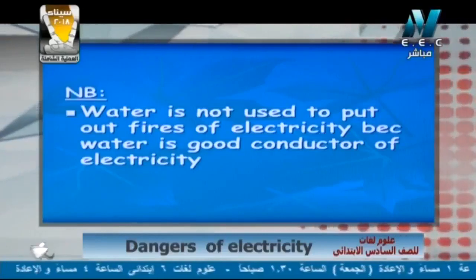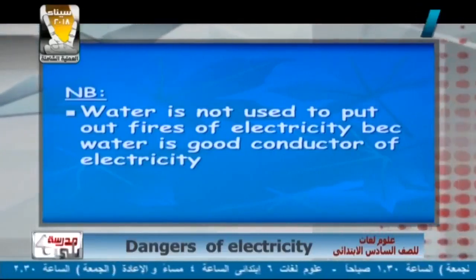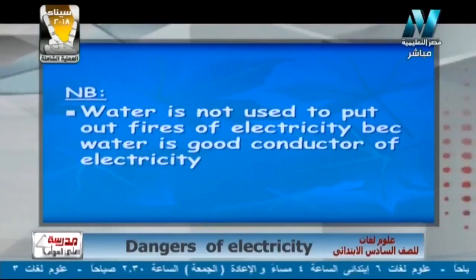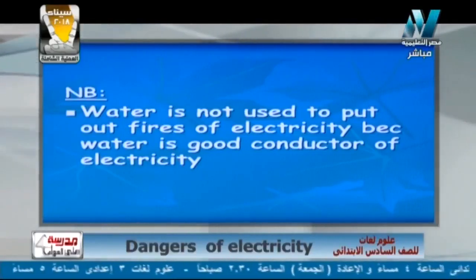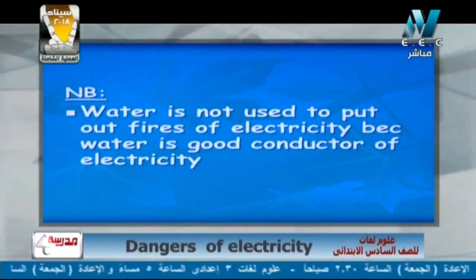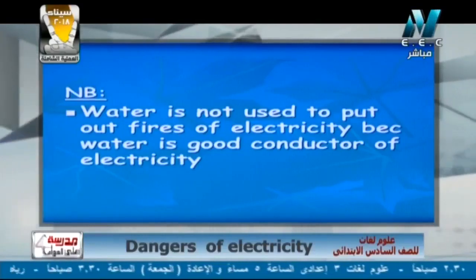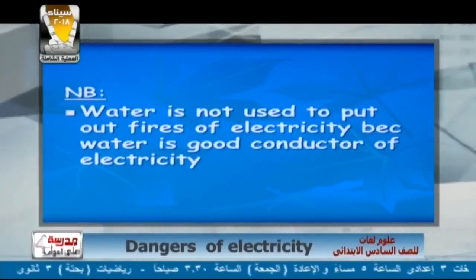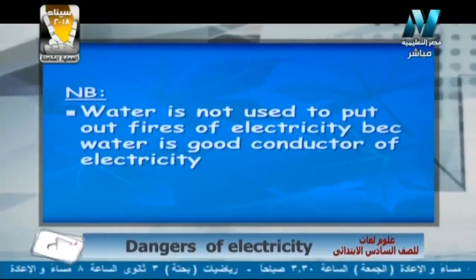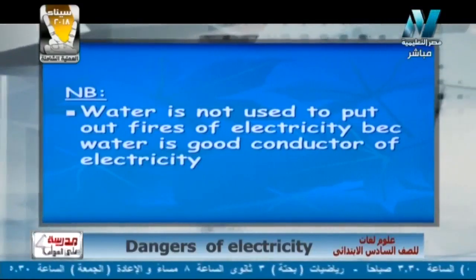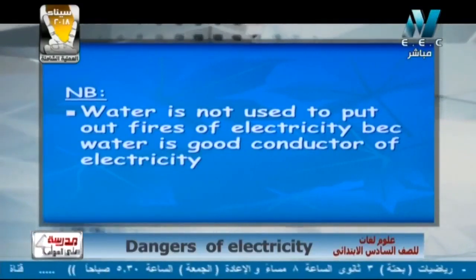So I have a notabene here. Water is not used to put out electric fire. Why? Or give reason? Because water is a good conductor of electricity, or because water conducts electricity such as iron, such as aluminum, copper and so on. So it will increase electric fire. يبقى معلومة مهمة جدا. لو لا قدر الله حصل حريقة ناتجة عن الكهرباء مستحيل أطفيها أبدا بالماء.